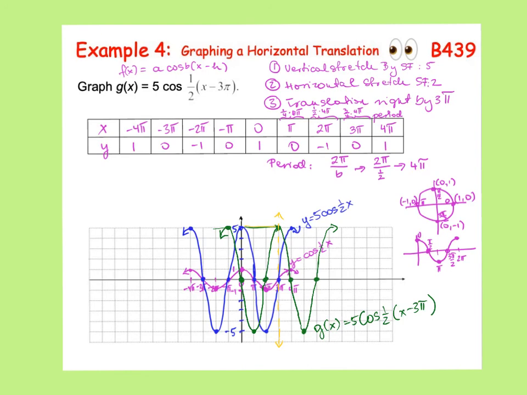So again, on this problem, we are going to list the x-intercepts, the maximums, and the minimums. So let's go ahead and get started. The x-intercepts are going to be 0, 0 is my first one. My second one is 2 pi, 0. My next one is 4 pi, 0. And then my last x-intercept is 6 pi, 0.